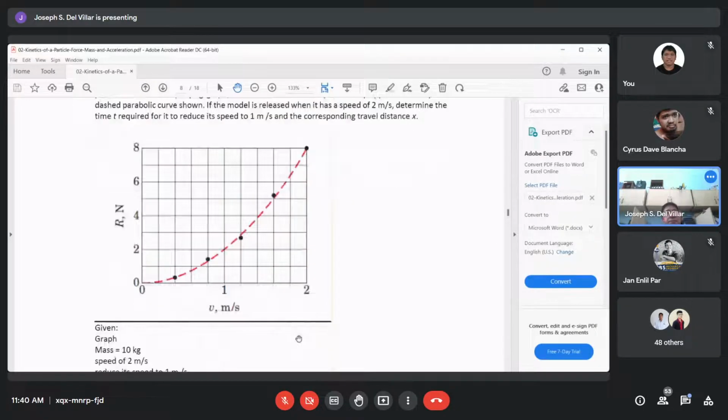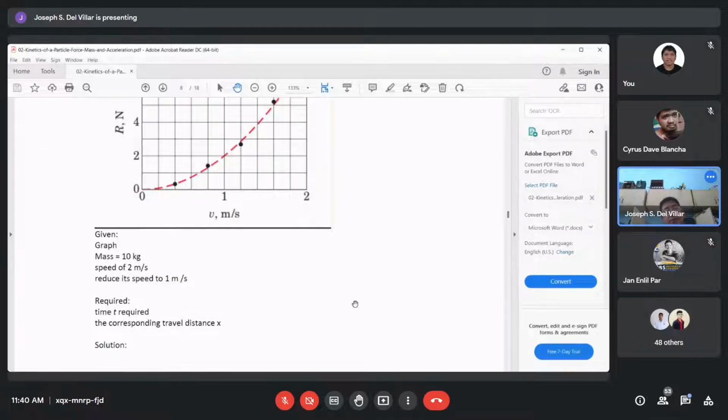Okay? So write all the given. There are only a few given, right? Mass is 10 kilos, speed 2 meters per second, reduced to 1 meter per second. So reduced to half. Okay, required: time required.